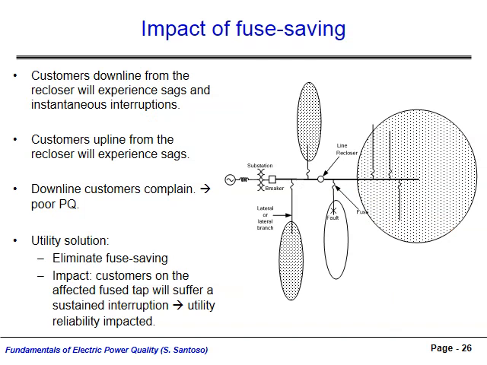Fuse saving is generally advantageous for utilities, reducing the number of sustained interruptions and preventing maintenance teams from having to be dispatched to replace fuses. However, the practice does have some downsides. Recloser operations will cause interruptions to downstream customers and sags for upstream customers that would not have otherwise occurred had the fuse been allowed to blow. Depending on the situation and the customers present downstream, it may be advantageous for the utility to not employ fuse saving.